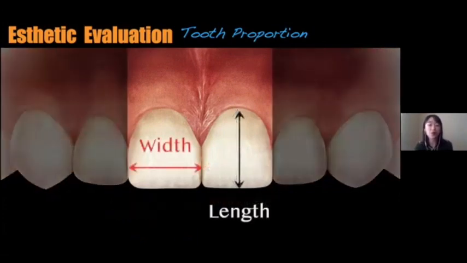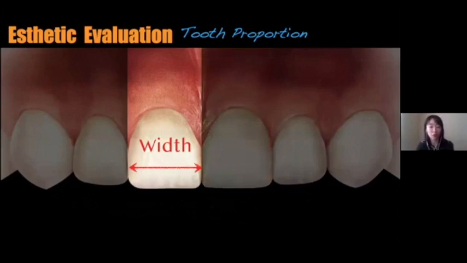So basically, we mainly use the width because with aging you have some sort of worn-out facet, and especially for the incisal edge, it could be chipped and worn out. So we're basically using the width as our reference point.